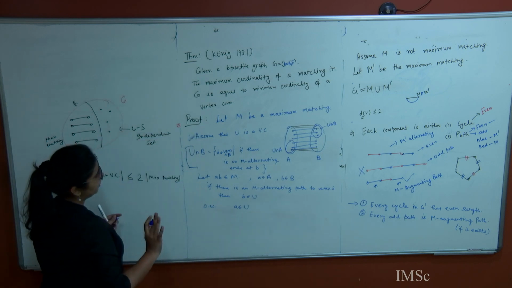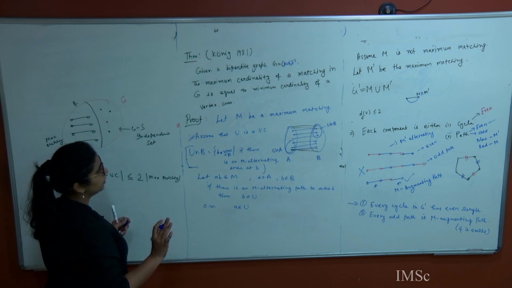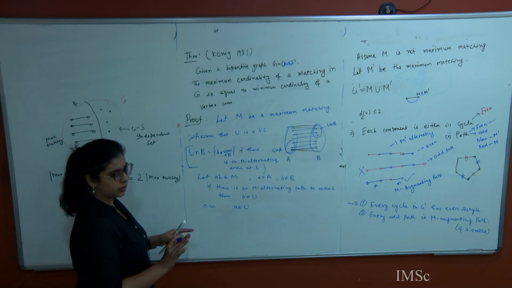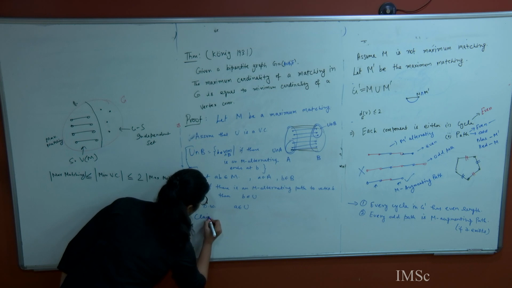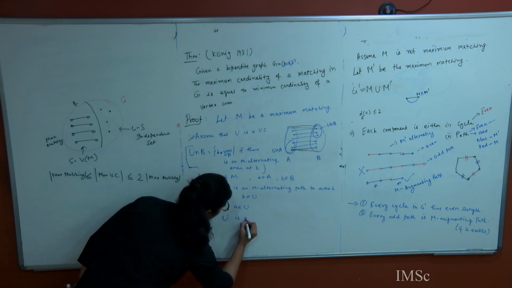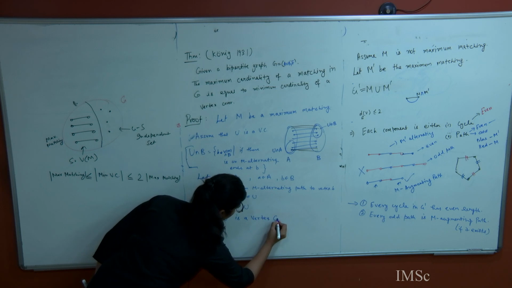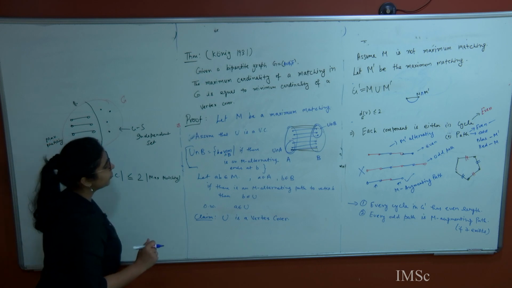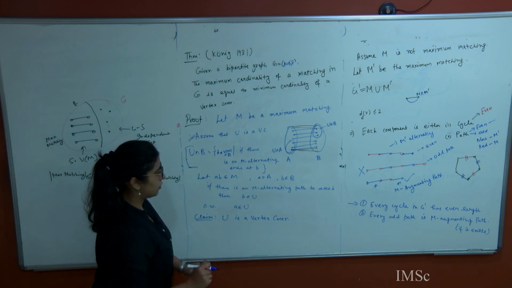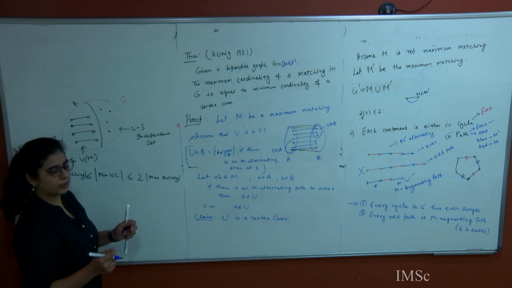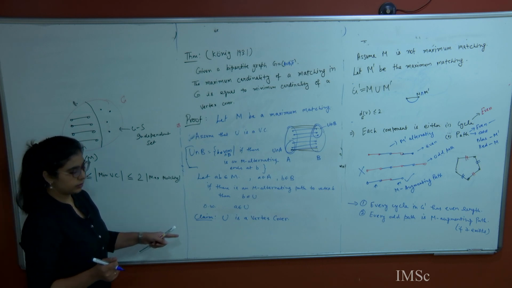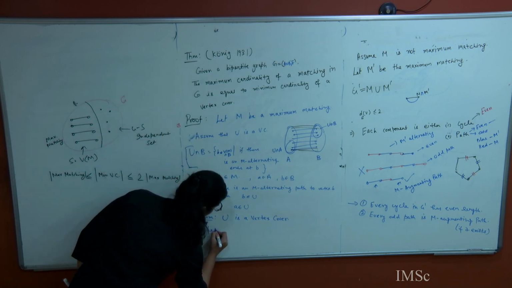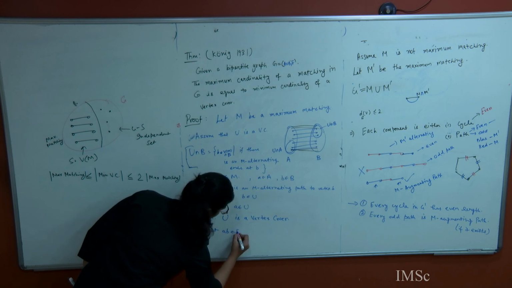Once I've defined this, what I want to show is that this U is a vertex cover. U covers all the edges. So our claim is U is a vertex cover. Let's prove it by contradiction. Suppose U is not a vertex cover, that means there is still some edge which is not covered by this set U. Let AB be some edge that is not covered.